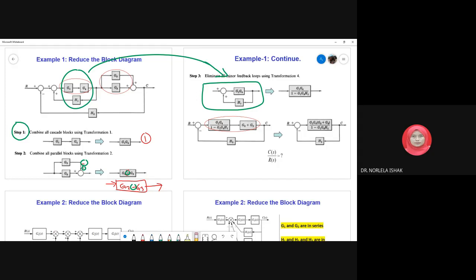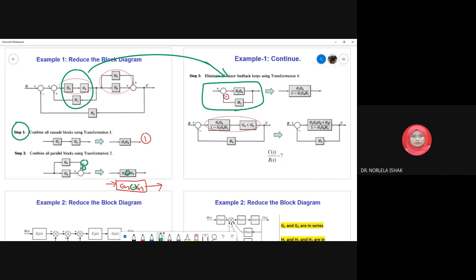So meaning feedback, we apply the reduction technique so we can get this one, G1, G4. Because this is a minus plus, so the answer is a minus, right? So this one is G1, G4 over 1 minus G1, G4 multiply with the H1. This is the answer after you apply the feedback loops, or feedback transformation.